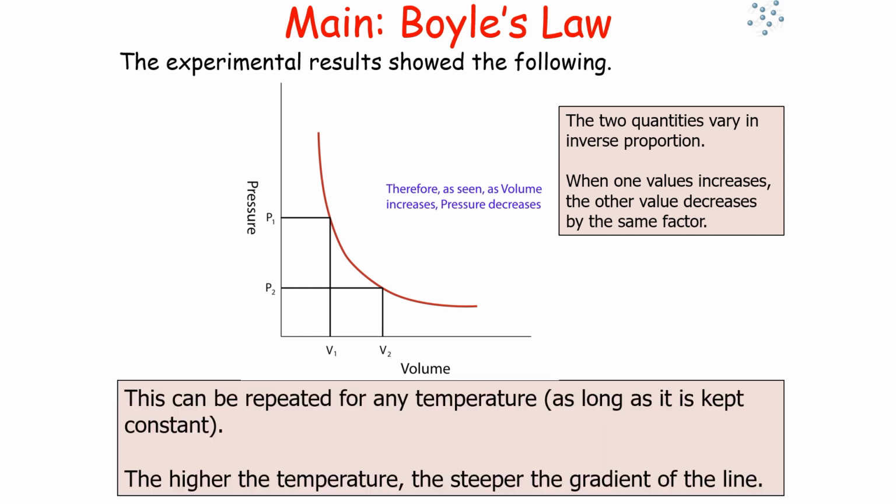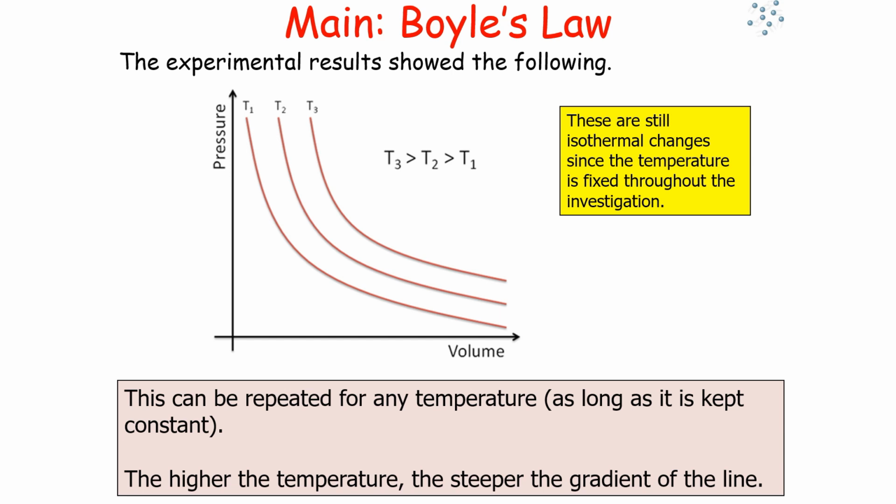Now it's important to note that this particular graph can be repeated for any temperature as long as it's kept constant throughout the investigation. Now what we tend to find is the higher the temperature of the gas, the steeper the gradient of the line, as shown in the following graph. Now these are still isothermal changes since the temperature is fixed throughout the investigation.